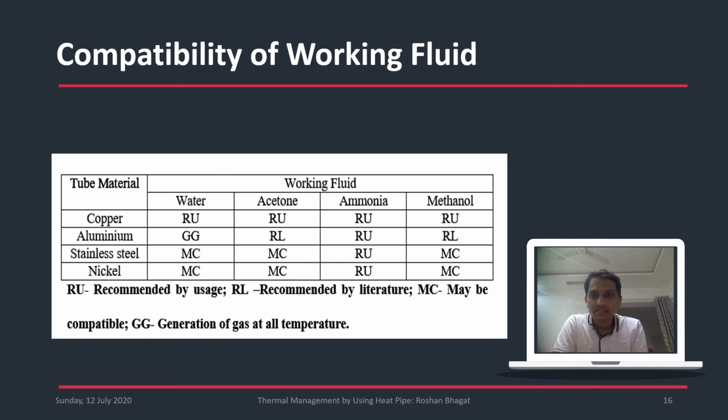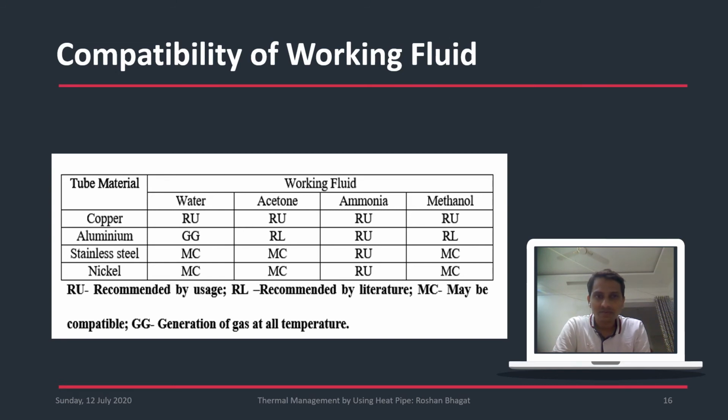The next thing is the compatibility of working fluid. So here the copper, aluminum, stainless steel, nickel are mentioned. So there are different working fluids: water, acetone, ammonia, and methanol. So based upon the usage, based upon the literatures, and we say based upon some assumptions, these are the things which are mentioned. So copper recommended by usage, acetone is also recommended by usage, ammonia it is also recommended by usage. So based upon the literatures which other researchers have done, methanol also it is recommended by usage.